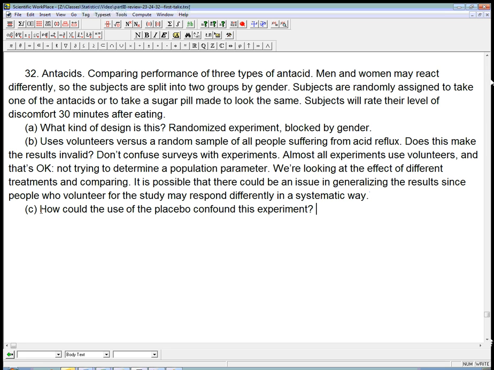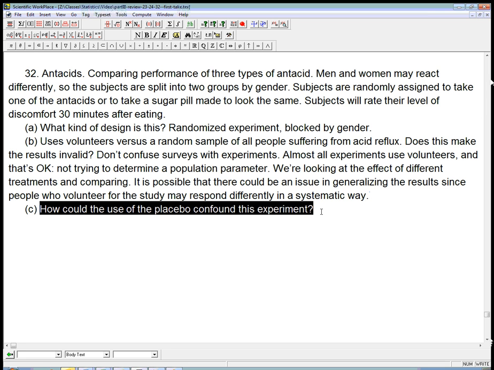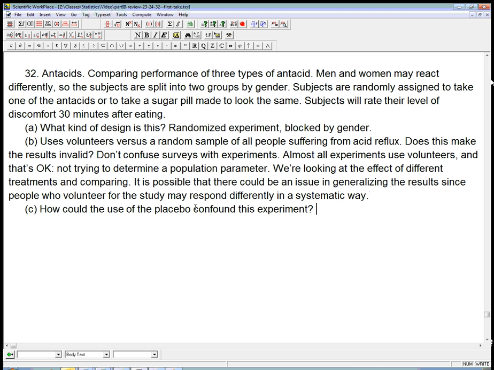Okay, here's another interesting one. How could the use of the placebo confound the experiment? We really want to use the placebo here because we'd like to compare them not just to each other, these three types of antacid, but to essentially doing nothing. And remember, you can't just make it doing nothing because then people will know whether they've taken a pill or not. So the placebo is essential here as part of the control and the blinding. You don't want people to know, oh, well, they didn't give me any pill at all. Obviously, I didn't get an antacid.